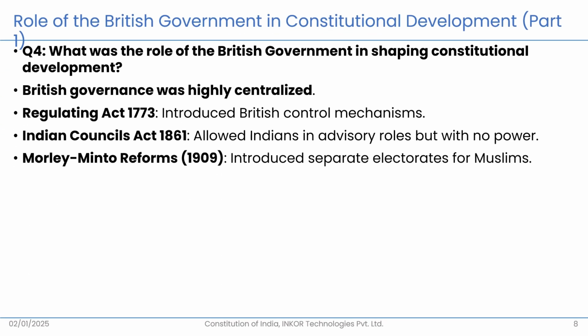The British government played a major role in shaping India's constitutional development, though often in a way that maintained British control. British governance in India was highly centralized, ensuring their authority remained intact. The Regulating Act of 1773 was the first law that introduced British control mechanisms in India. Later, the Indian Councils Act of 1861 allowed Indians to be part of advisory councils, but they had no real power in governance. The Morley-Minto reforms of 1909 introduced separate electorates for Muslims, further dividing Indian society along religious lines.